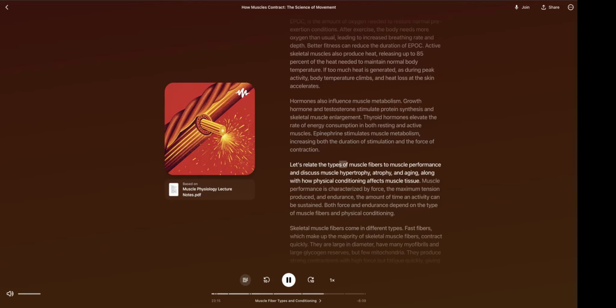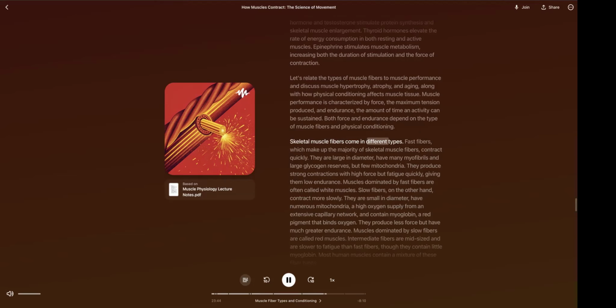Let's relate the types of muscle fibers to muscle performance and discuss muscle hypertrophy, atrophy, and aging, along with how physical conditioning affects muscle tissue. Muscle performance is characterized by force, the maximum tension produced, and endurance, the amount of time an activity can be sustained. Both force and endurance depend on the type of muscle fibers and physical conditioning. Skeletal muscle fibers come in different types.